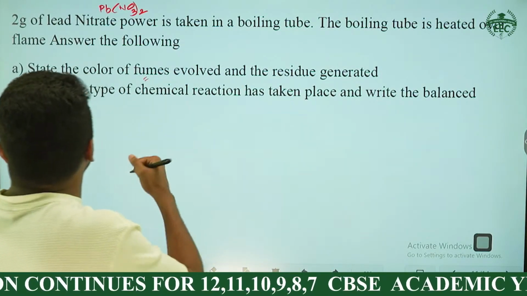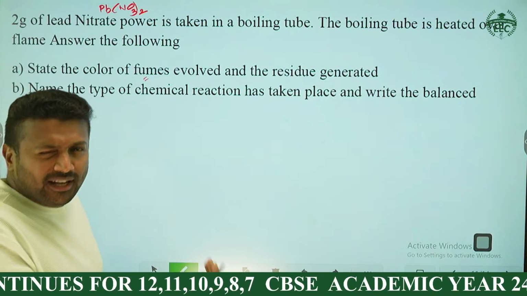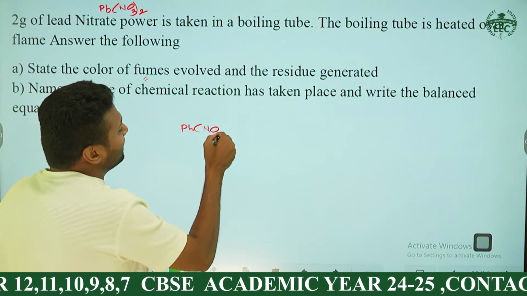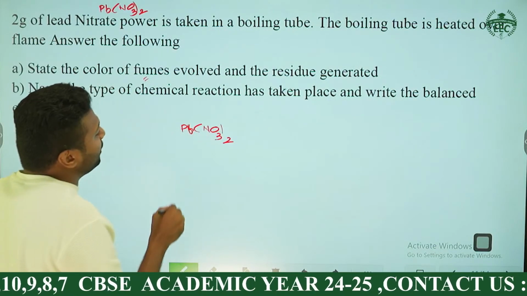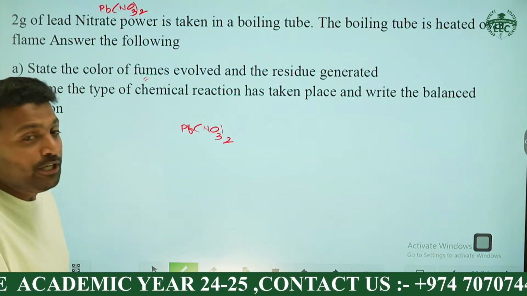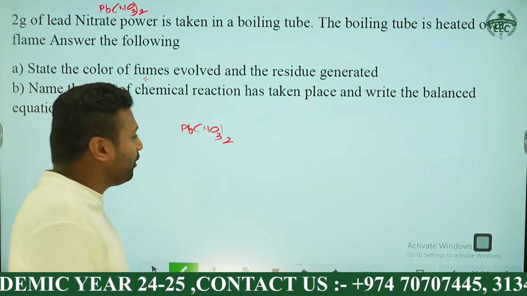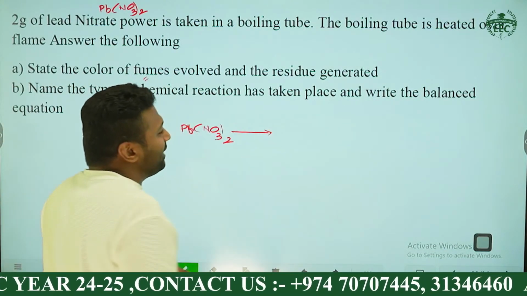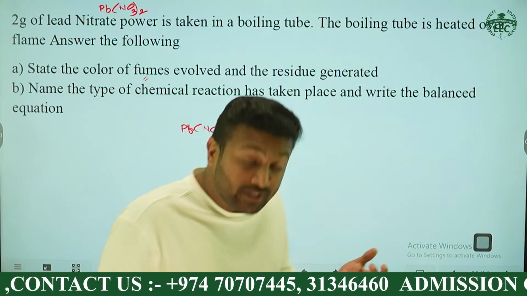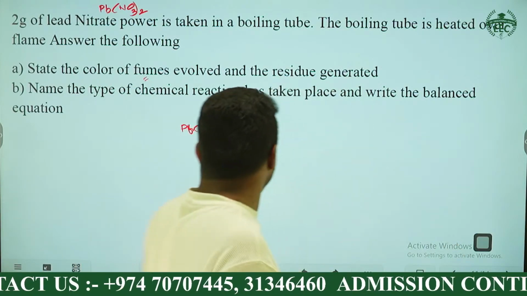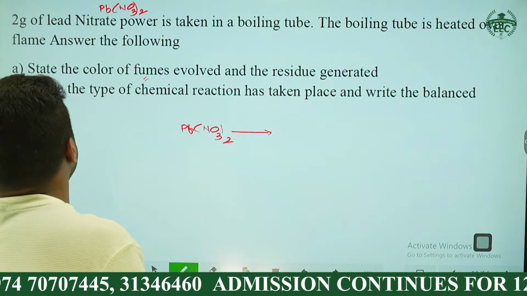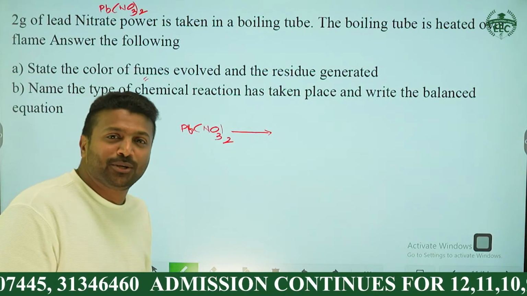Anyway, question: 2 gram of lead nitrate. Lead nitrate is having formula Pb(NO3)2. It is taken in a boiling tube. Okay, fine. The boiling tube is heated. So we are heating that boiling tube. It's again coming under which category? Thermal decomposition reaction. Decomposition with the help of heat is called thermal decomposition reaction. The boiling tube is heated over the flame. What happens when Pb(NO3)2 is heated?